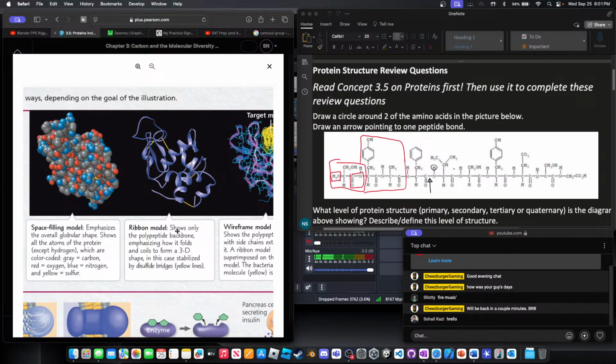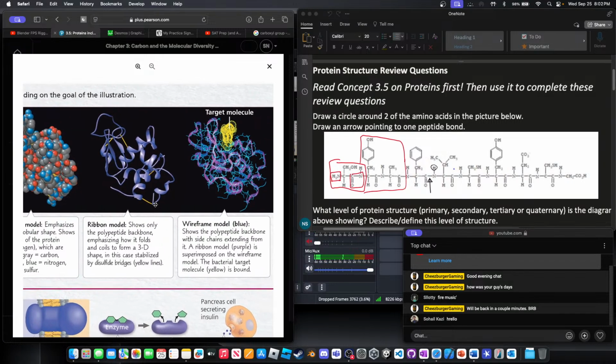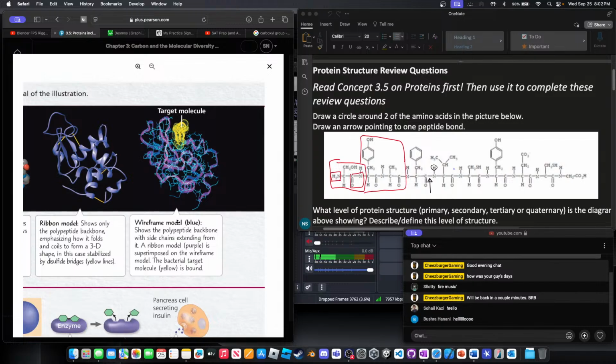A ribbon model shows only the polypeptide backbone, emphasizing how it folds and coils to form a 3D shape, in this case stabilized by disulfide bridges, which are the yellow lines. A target molecule wireframe model shows the polypeptide backbone with side chains.